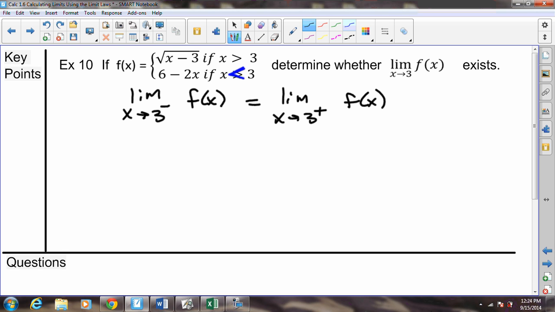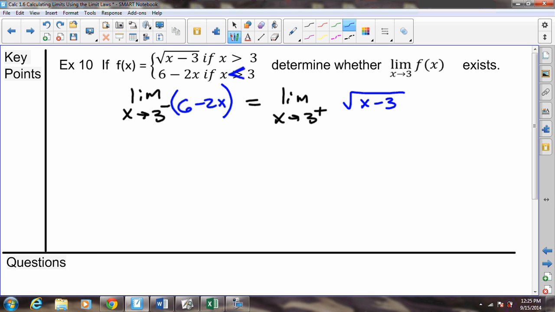Okay, so if we're approaching 3 from the left, that's telling us we have values where x is less than 3. With x less than 3, that tells us we're using the bottom part, 6 minus 2x. And if we're approaching from the right-hand side, for values that are greater than 3, that tells us we are using this value. Well, let's evaluate these two one-sided limits then.